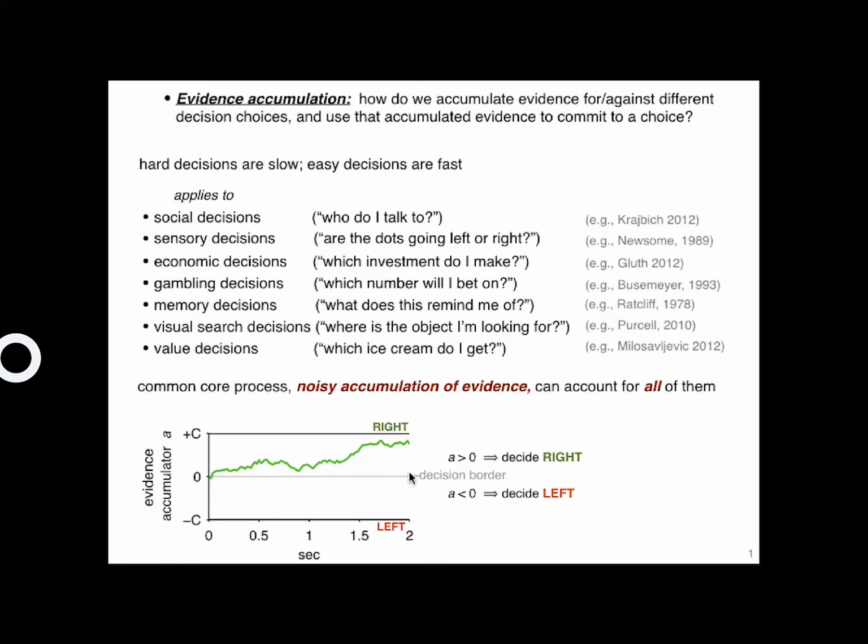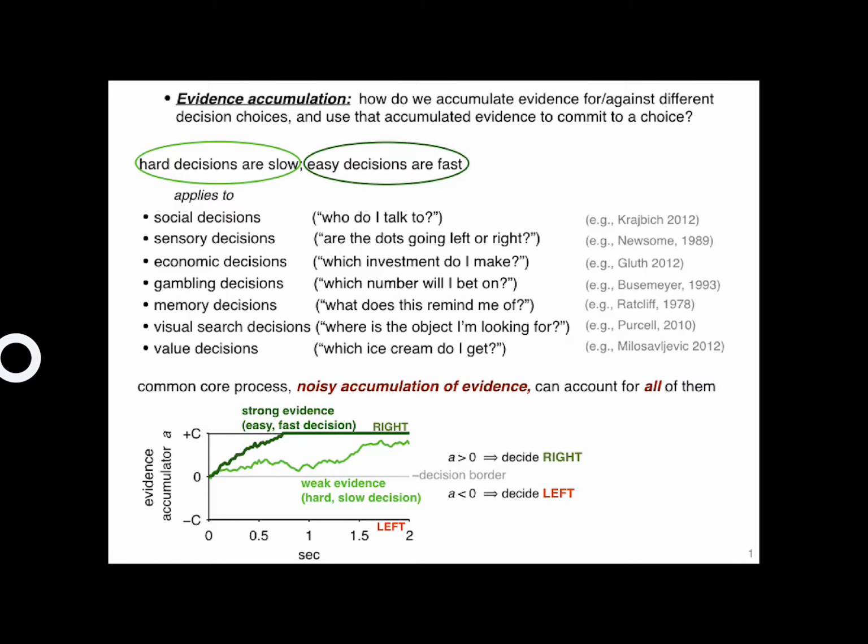If you're near the decision border and things are noisy, it's difficult to say on which side you are. So it took a long time, and you didn't move far away. That makes it a hard decision because you're not sure which side of the decision border you're on. Whereas if at each moment the evidence for left or for right is really strong, then you're going to move far away from the decision border really quickly, and so that's going to be an easy and a fast decision.